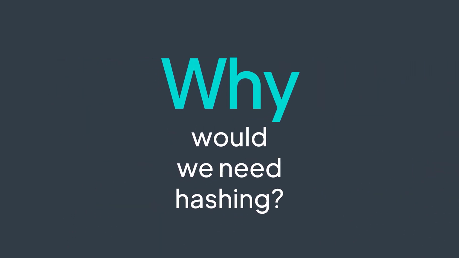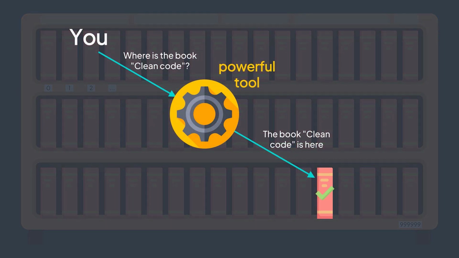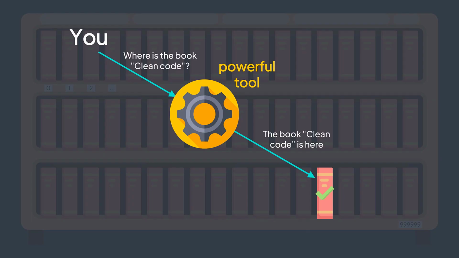Why would we need hashing? Let's take our initial example, storing books in a library. Our library has a capacity of 1 million books, so we have position 0, position 1, and so on until 999,999. We spoke about a powerful tool that, just by giving it the title of a book, gives you its position in the library. What does this tool use? You've guessed it, it uses hashing.